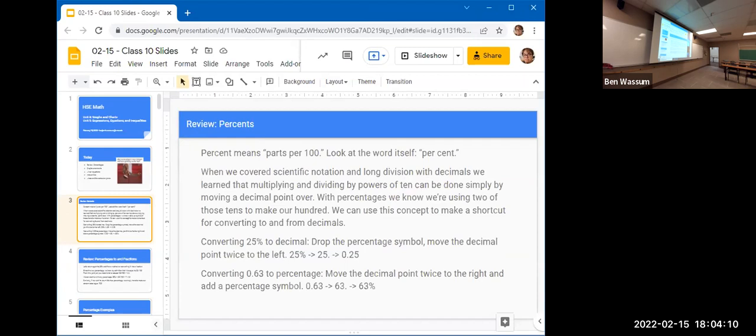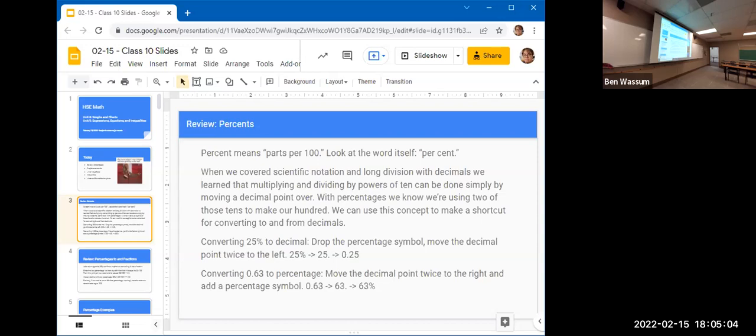When we learned scientific notation along with division with decimals, we learned that multiplying and dividing by powers of 10 can be done simply by moving the decimal point over. If you divide by 10, you're just moving it over to be one smaller. If you multiply by 10, it's one digit bigger, etc. Since you're playing with percentages, you're moving everything twice because you're playing with 100 instead of 10. So if you convert to decimal, like converting 25% to decimal, you could just drop the percentage symbol and move the decimal point twice to the left. So instead of 25, you have 0.25. And that's all you really have to do for converting them to decimals.